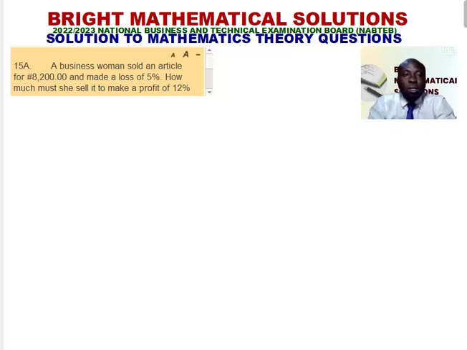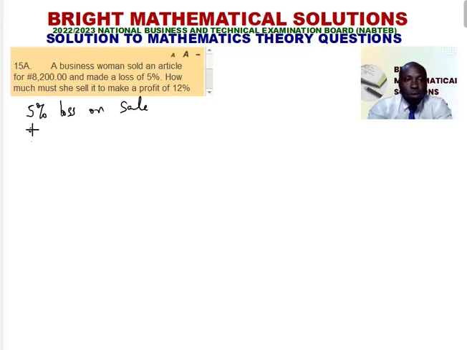The question says a businesswoman sold an article for 8,200 naira and made a loss of 5%. How much must she sell it to make a profit of 12%? Now the first thing we have to look for here is how much it costs, even without the profit or the loss. So 5% loss on sale, and that gives us, the 100% is the cost. So if we remove 5% from the 100%, that will give us the amount that she sold the goods for.